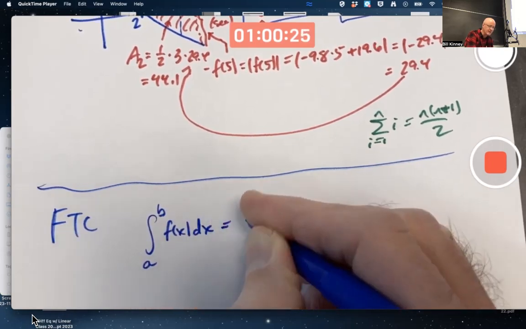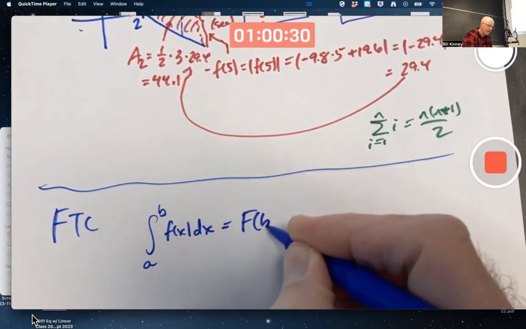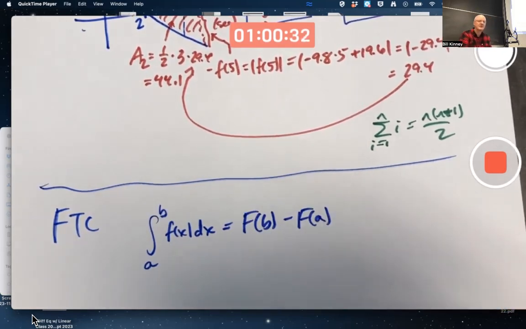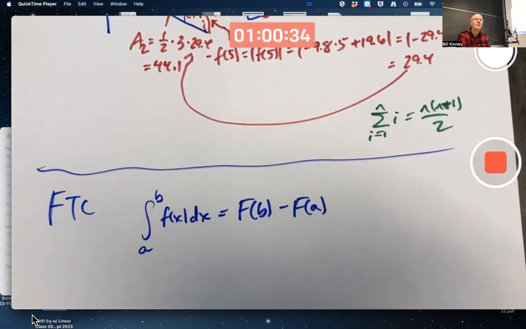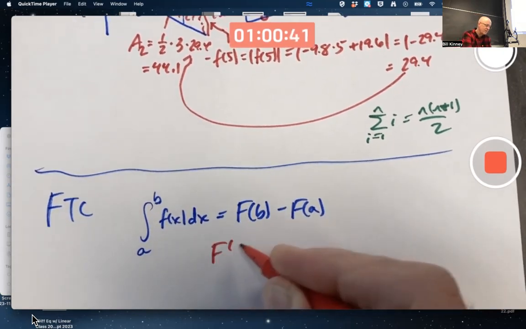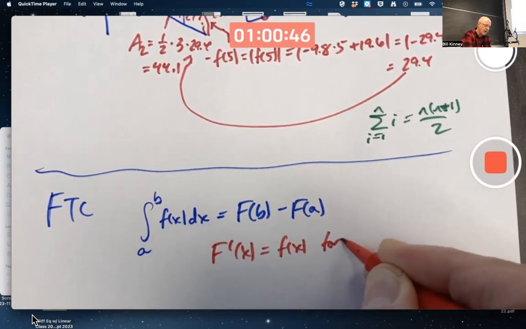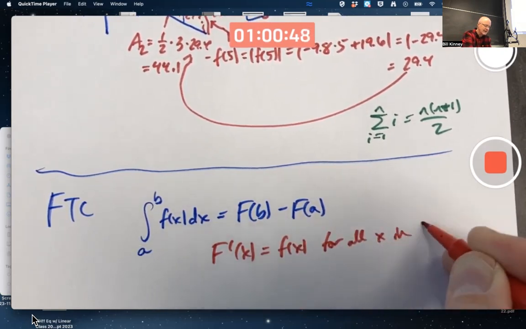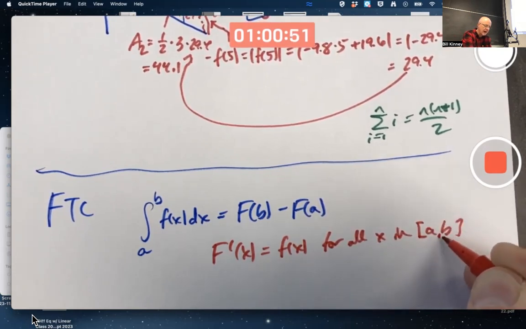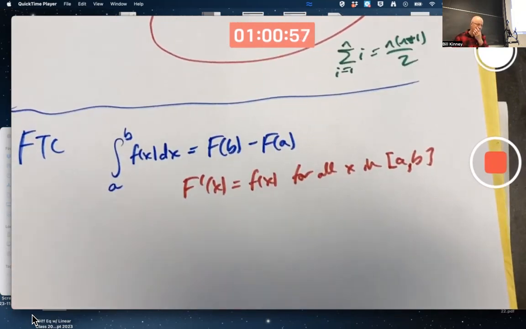I'm using x as the variable, but I could have used t. This equation is true as long as little f is continuous, and as long as capital F has the property that capital F prime of x always equals little f of x for all x in the closed interval from a to b. Capital F is an antiderivative of little f over that whole closed interval, then this equation is true.